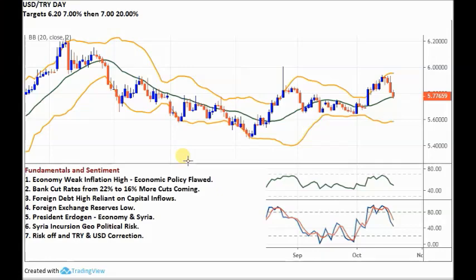Right, let's go and take a look at the trade setup. Right, on the chart of USD Turkish Lira daily. Now, in terms of this pair, I've just listed out the targets at the top and the percentage change if we reach the targets with no leverage. 6.20 would be the first target, so 7%, and then 7, which would be, if we got there, 20%, which is last year's high.